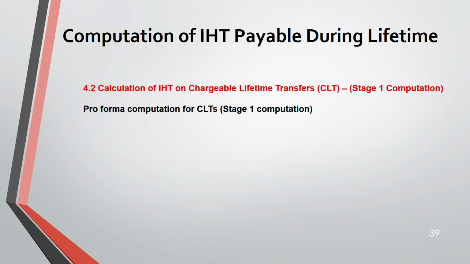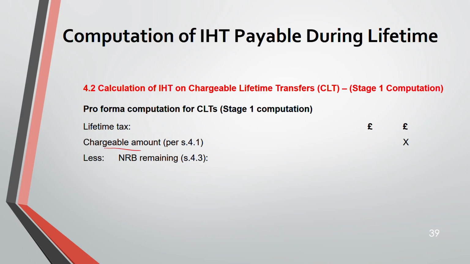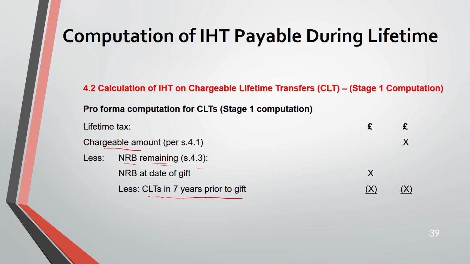Now stage 1. We'll calculate the chargeable amount as per section 4.1. Deduct the nil rate band remaining. This will be covered in the next section. And nil rate band at the date of gift. So how do you know how much nil rate band is remaining? This is how you do it. From the nil rate band at the date of gift, you deduct the CLTs in the 7 years before the gift. That's why you need the 7-year accumulation period. Did you make any chargeable lifetime transfer in the 7 years before the date of the gift? If you have, it will utilize your nil rate band. That's why you have to deduct it from your nil rate band.